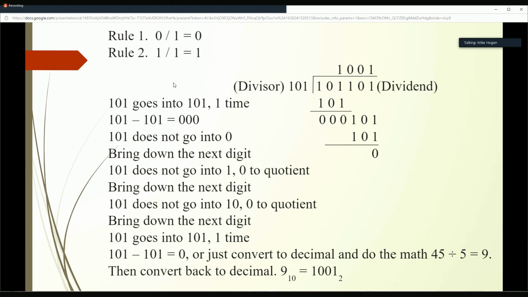Division, 0 divided by 1 is 0. 1 divided by 1 is 1. Should feel pretty good about that. It's pretty much the same as always. Nothing really changes here. So it's just pretty simple, straightforward division.